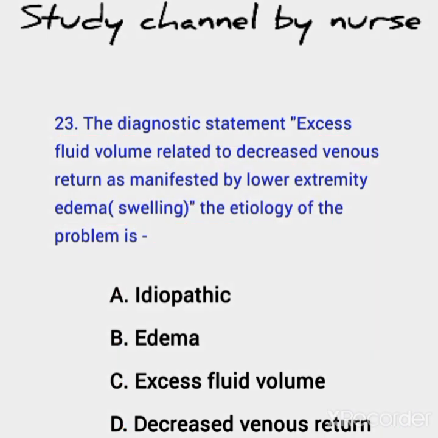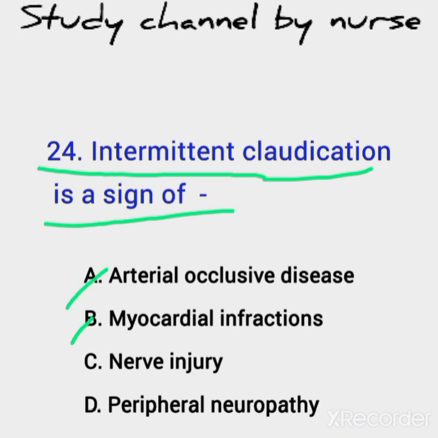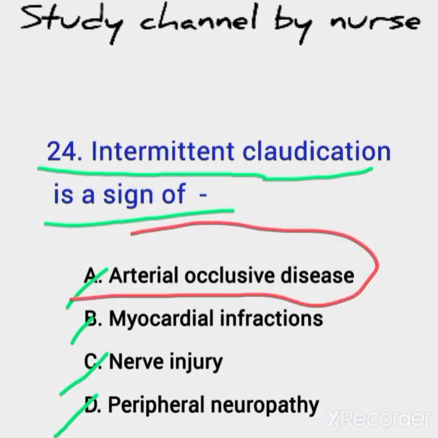Next, question number 24. Intermittent claudication is a sign of option A arterial occlusive disease. Option B myocardial infarction. Option C nerve injury. Option D peripheral neuropathy. And the correct answer is option A, arterial occlusive disease.